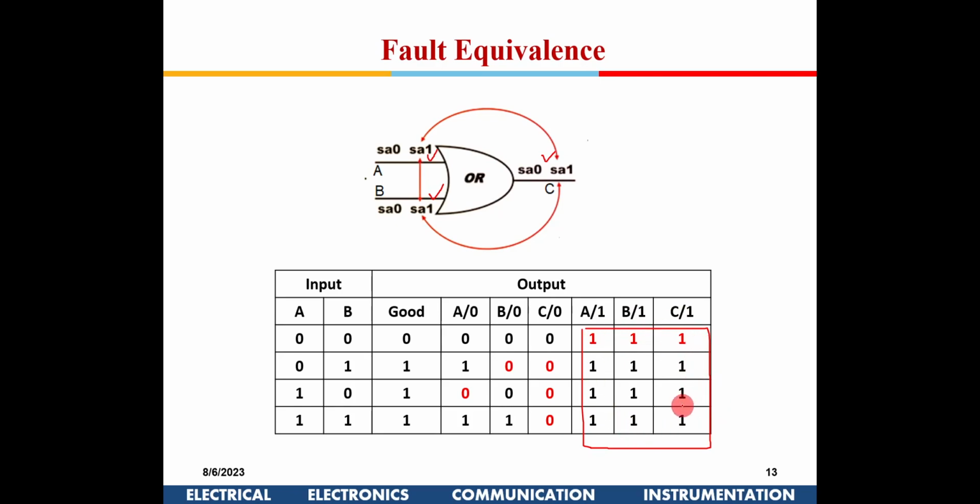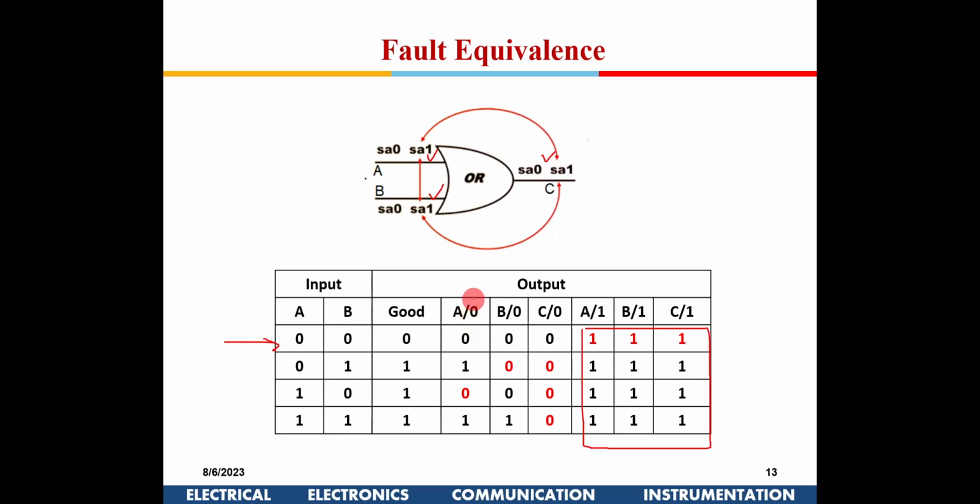Whereas if I have to detect these faults, I have to put a 0 here. And the only way I can put a 0 here is this particular condition, 0 0 0, and then the output should be 0. So only for this first condition is the output at variance with the input given here. So these three stuck-at-1 faults for an OR gate are equivalent.